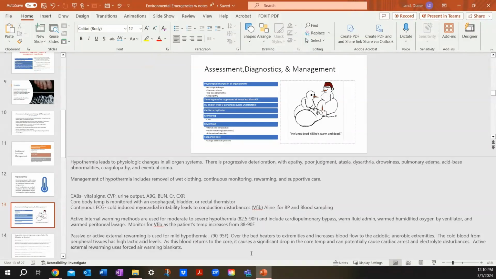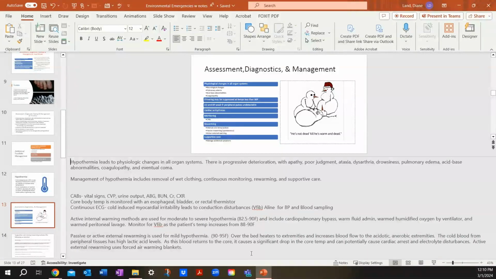But over-the-bed heaters to extremities increase blood flow to the acidic, anaerobic extremities. The blood flow from peripheral tissues has high lactic acid levels. So think about this. We're going to have that venous return, right? As the blood returns to the core, it causes a significant drop in the core temperature again and can potentially cause cardiac arrest and electrolyte disturbances.